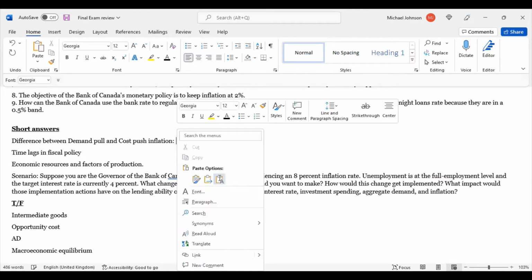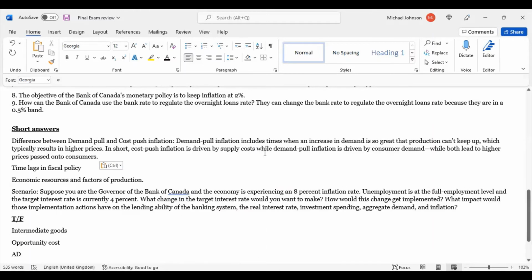So demand pull inflation includes times when an increase in demand is so great that production can't go up, which typically results in higher prices. In short, cost push inflation is driven by supply costs, while demand pull inflation is driven by consumer demand, while both lead to higher prices costing consumers.